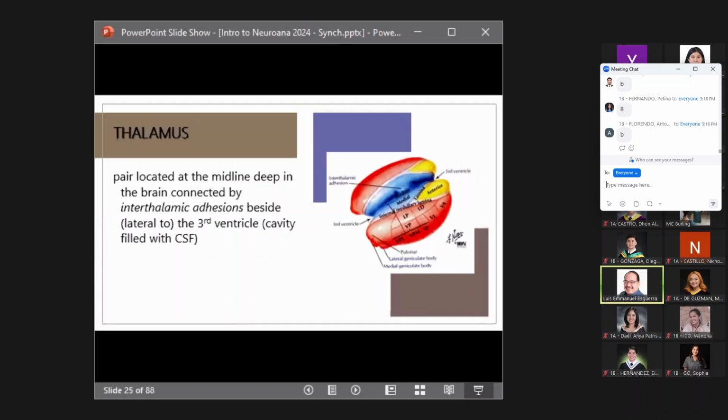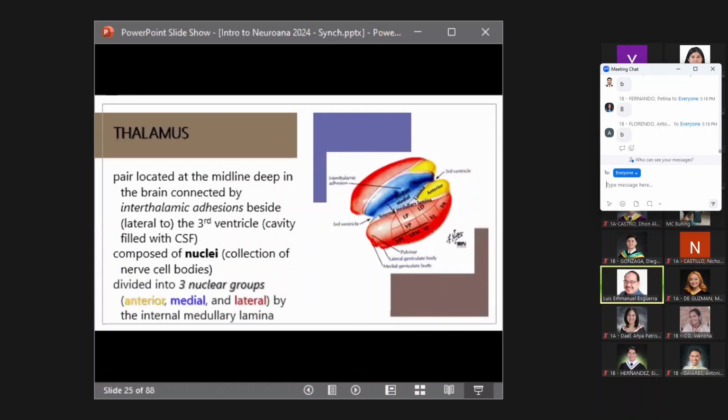Now, each thalamus is primarily composed of nuclei or nerve cell bodies deep in the brain, and they are divided into three nuclear groups or three parts: the anterior in yellow here, medial in blue, and lateral in red, by a Y-shaped internal medullary lamina. That Y-shaped structure that separates these three nuclear groups is the internal medullary lamina.